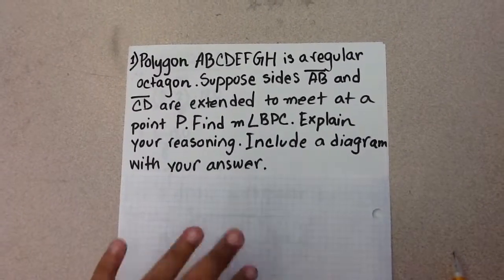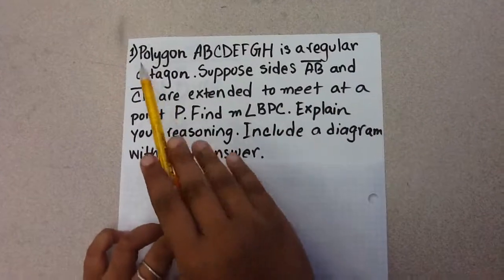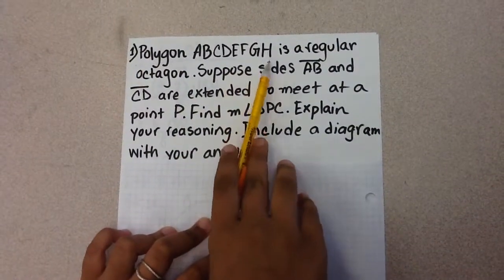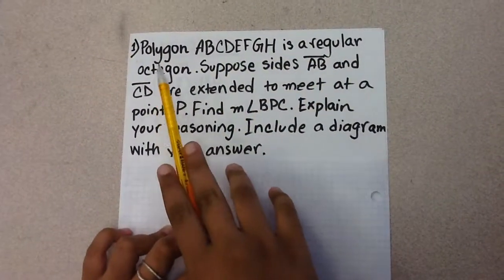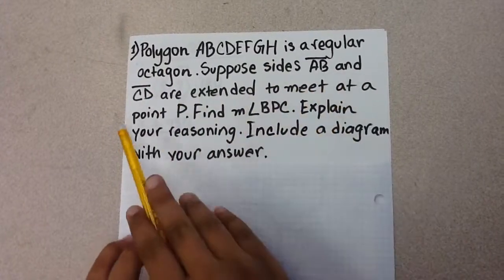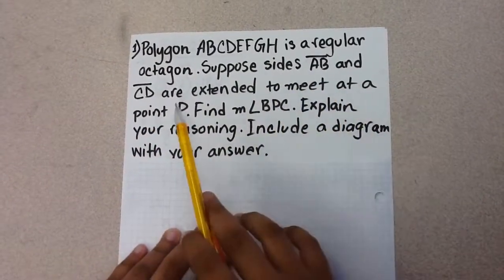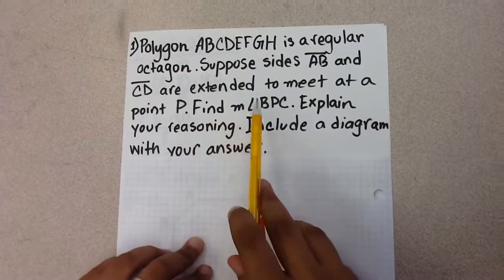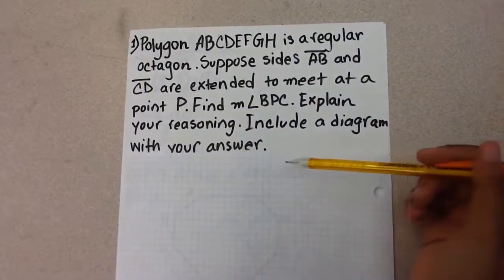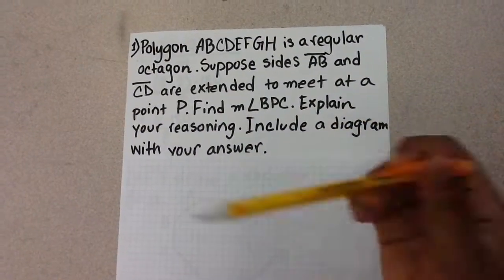So we got the question over here. The question is, polygon ABCDEFGH is a regular octagon. Suppose sides segment AB and segment CD are extended to meet at a point P. Find the measure of angle BPC and explain your reasoning. Include a diagram with your answer.